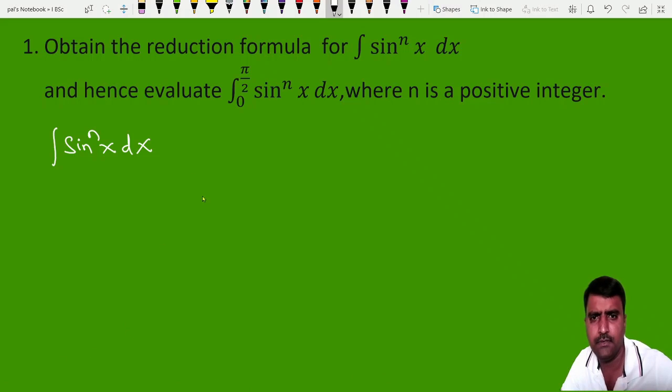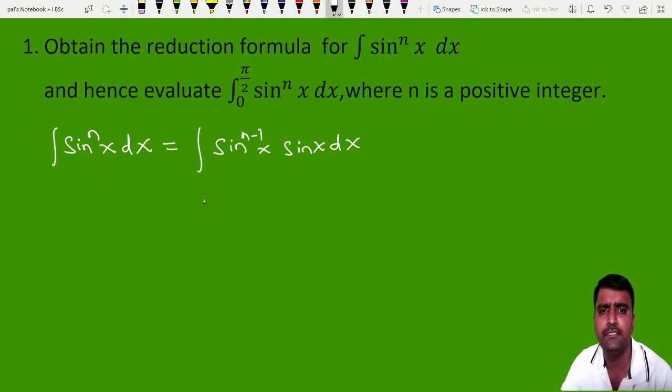You can write this sin to the power n x dx as the integration of sin to the power n minus 1 x into sin x dx. Because if you multiply these two, once again it gives sin to the power n x.